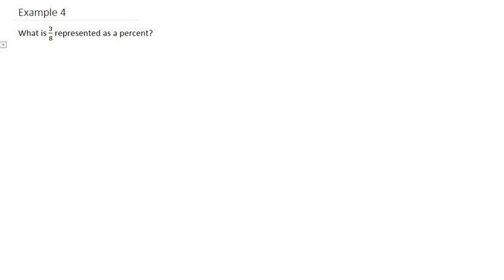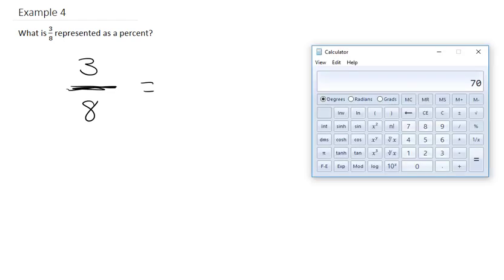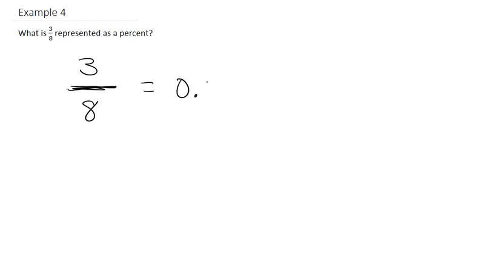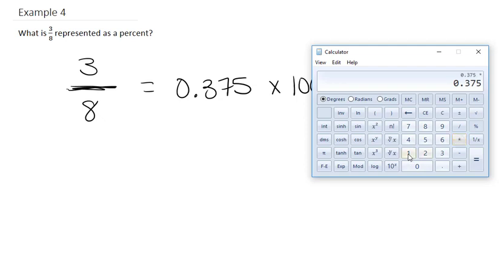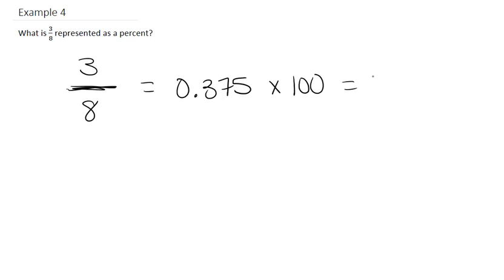Example 4. What is 3/8 represented as a percent? So 3 over 8, what we first do is we think of this as a division symbol. So we go 3 divided by 8, which is then equal to 0.375. Then we're going to go ahead and multiply it by 100 to get percent, times 100, and we get 37.5%.